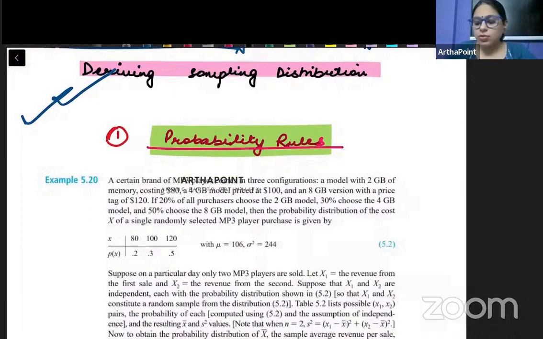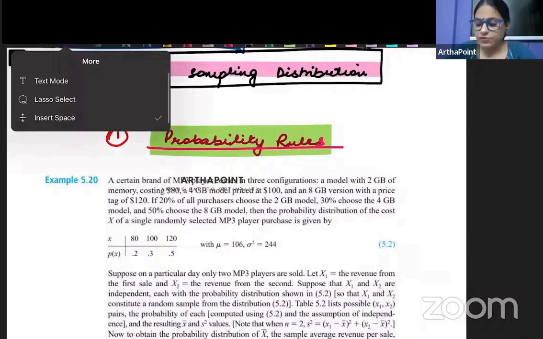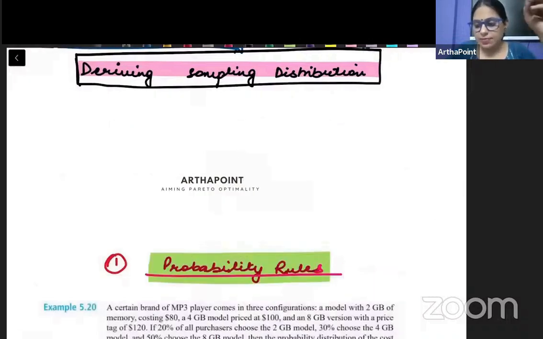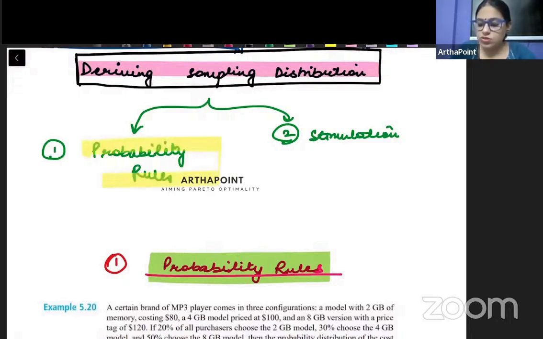So today I want to talk about deriving the sampling distribution. How can a sampling distribution be derived? In order to derive the sampling distribution, there are two techniques that we have. The first one is known as probability rules. And the second one is known as the process of simulation. Right, beta? So there are two ways in which we can derive the sampling distribution: probability rules and simulation.